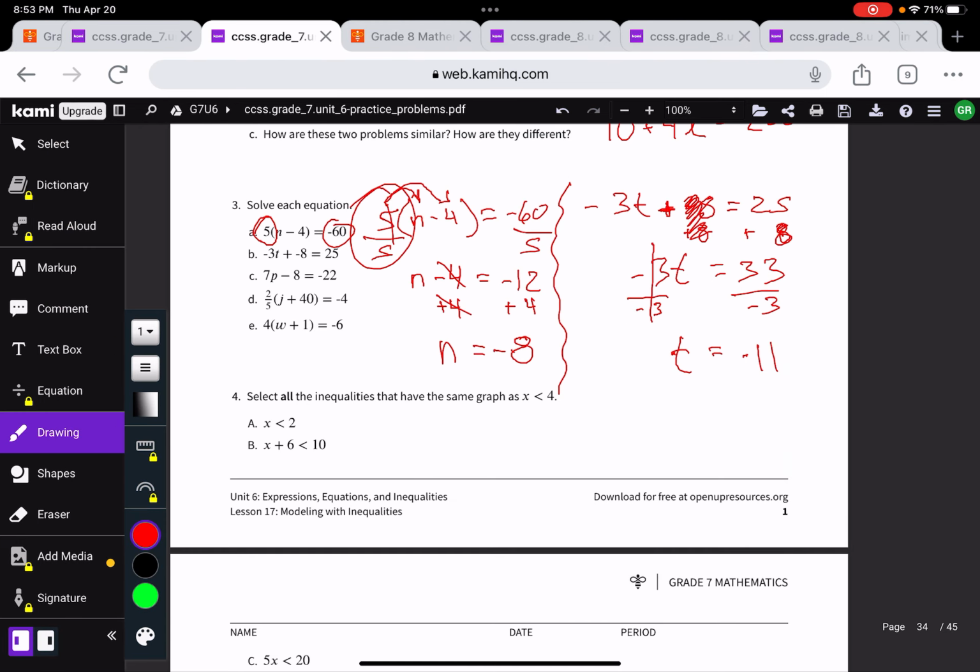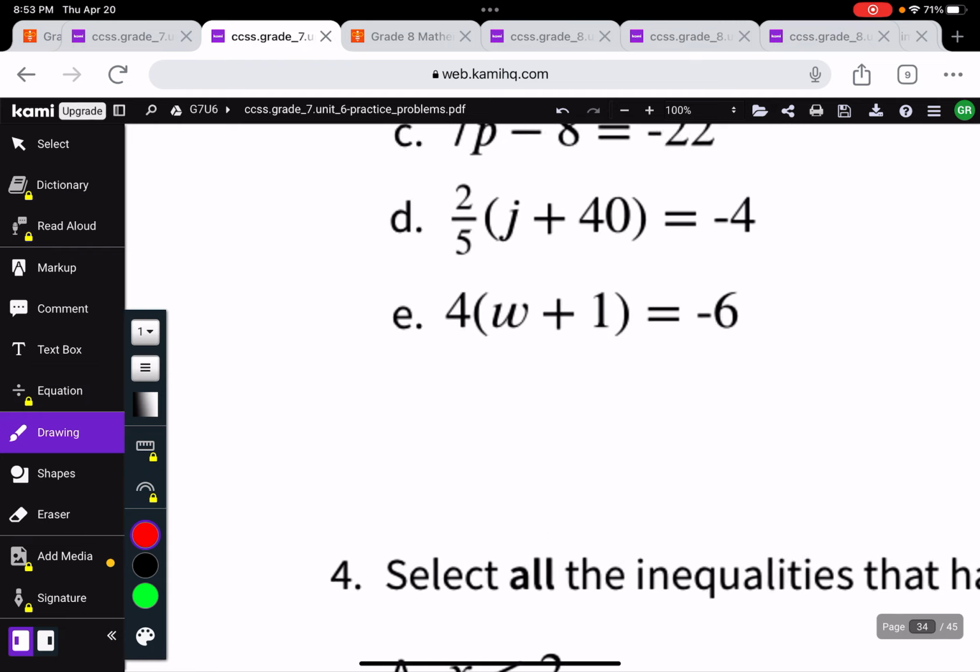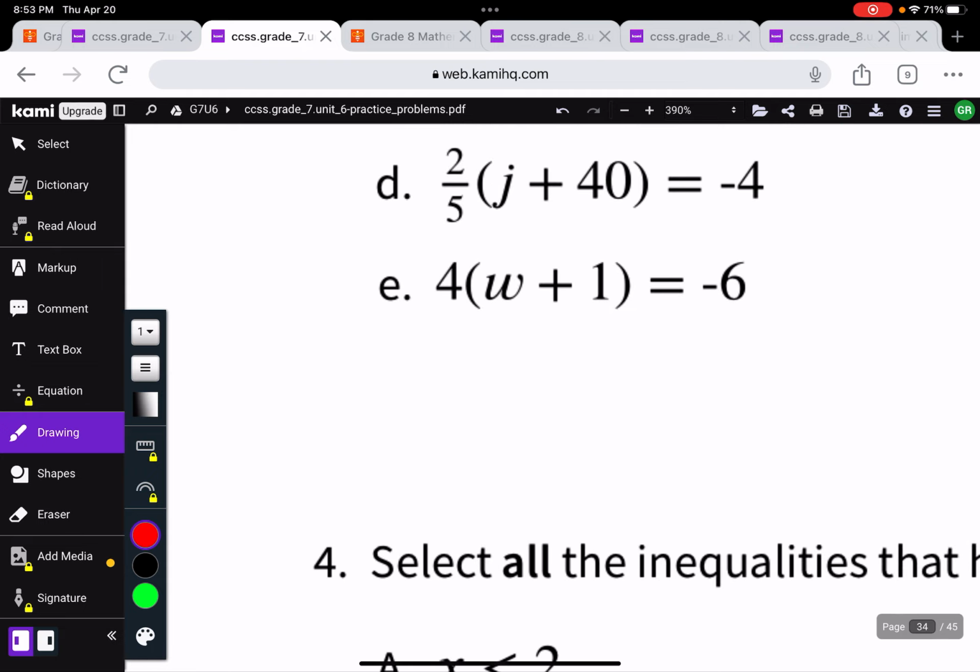Last one, 4w plus 1, I can squeeze it in right here, equals a negative 6. Now, I could divide each side by 4, but guess what? Then I'm left with 6/4. Not a big deal. I guess I could still do that because I'm left with w plus 1 equals a negative 6/4. I guess that's not a big deal.